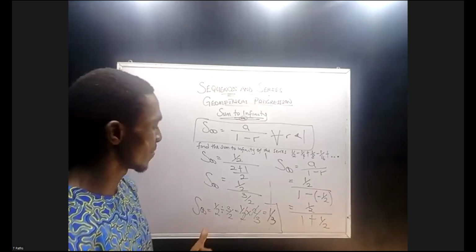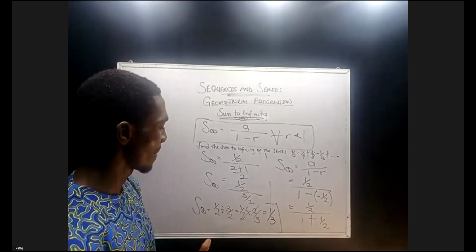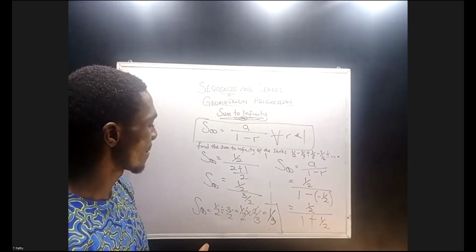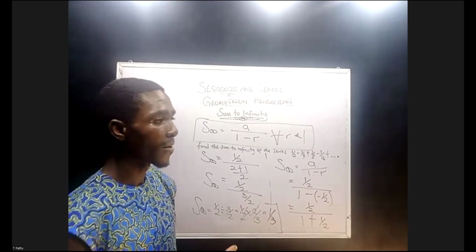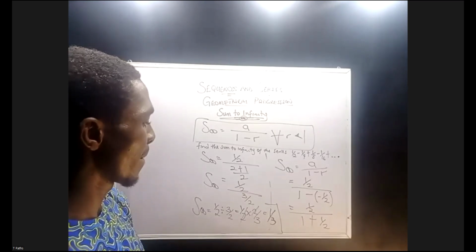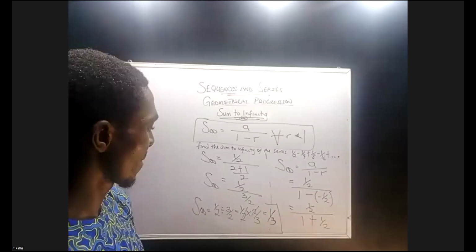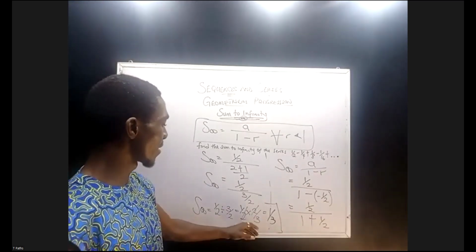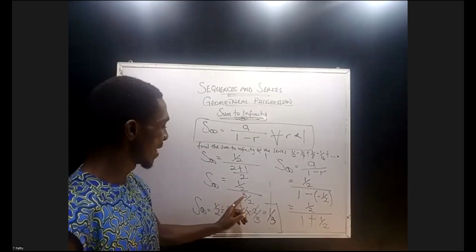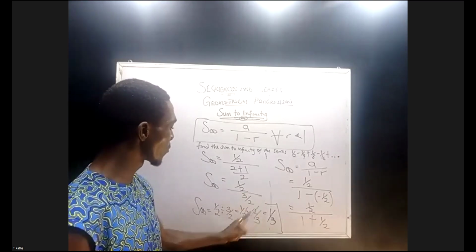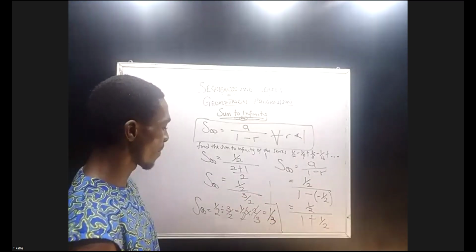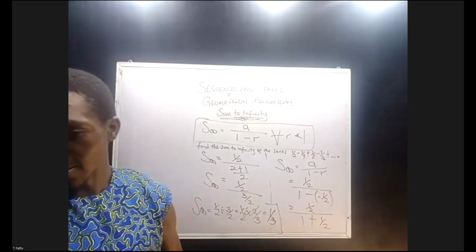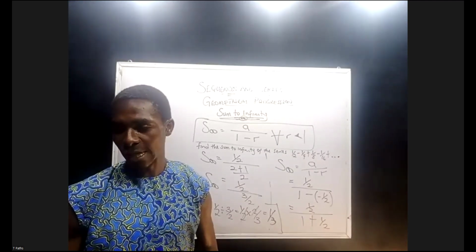Is it well clear now? Is it well clear? 1 over 3 is the right answer. Yes, sir. 1 over 3 is the right answer, but it's not in the option. Yes, that is what I've just spotted. I spotted my mistake now: instead of me to omit 2 from 2, I multiplied the 2 together. Yes, sir. Okay, let me look for one more question, then I'll end the class for today.